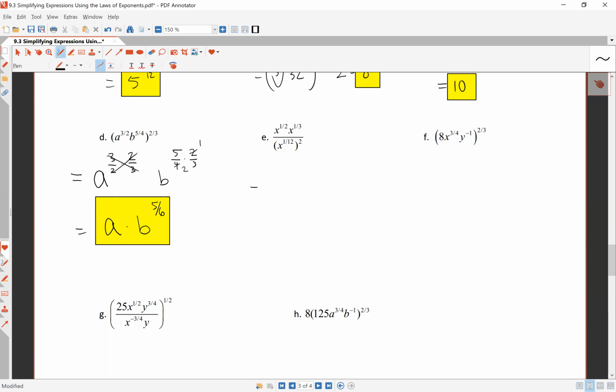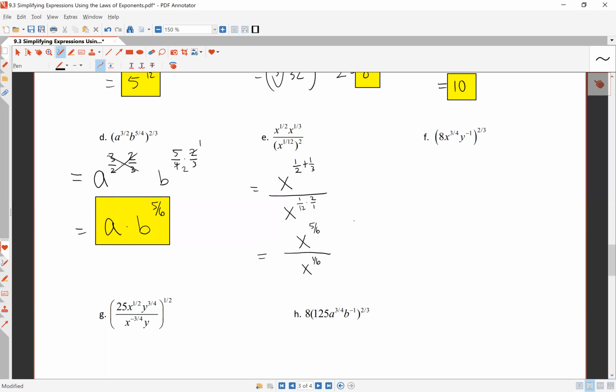Letter E. We have x to the 1/2 times x to the 1/3. Those will add to each other in the numerator. Like base, they add. The denominator, those are multiplying: 1/12 times 2 over 1. 1/2 plus 1/3 is 5/6. And 1/12 times 2 over 1 is 1/6.